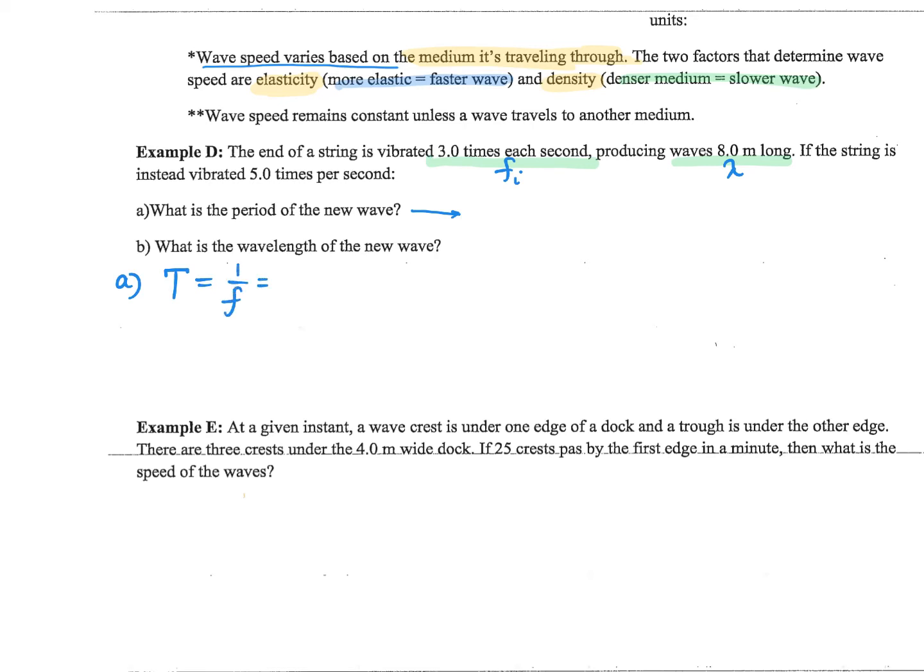So if we want to know the new period, we just need to plug in the new frequency. So the new frequency is just going to be 1 over what? Okay, which makes it 0.2 seconds is the new period. So every 0.2 of a second, it completes a cycle. Then it says, what's the new wavelength?